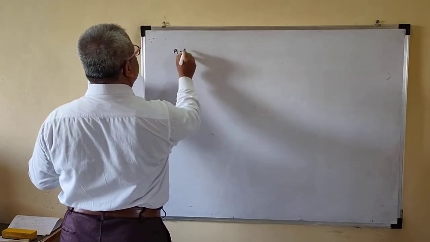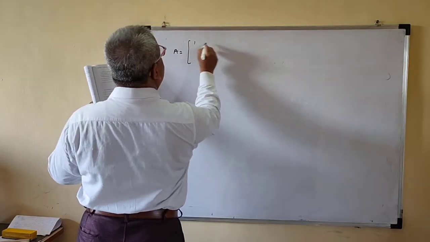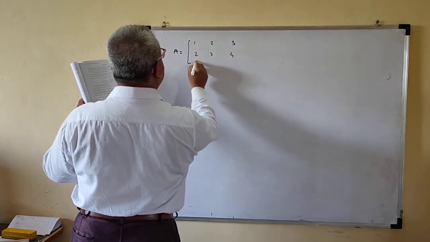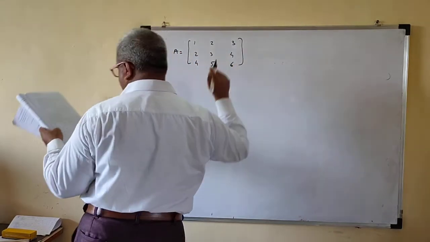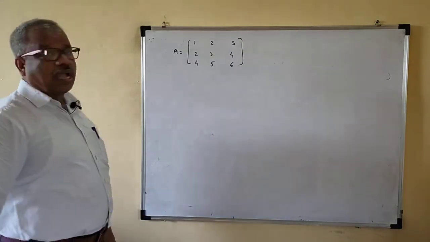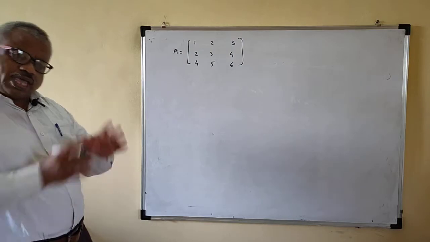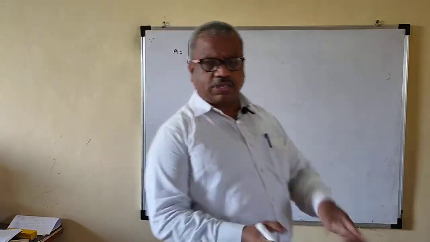Suppose A is this. I have given the matrix 1, 2, 3; 2, 3, 4; 4, 5, 6. Suppose this matrix is given to you, and I have to find the rank and nullity of it. Rank or nullity, anyway, if you want the rank, directly find the rank.